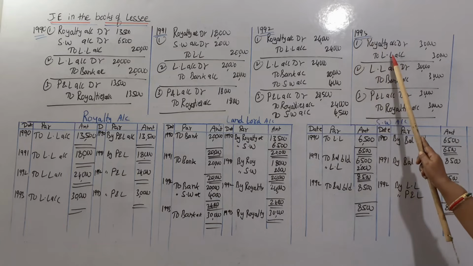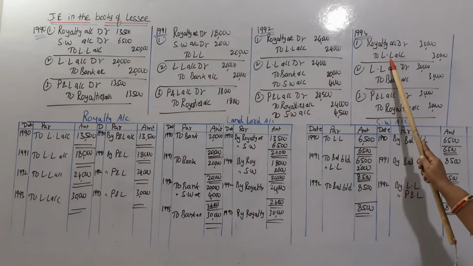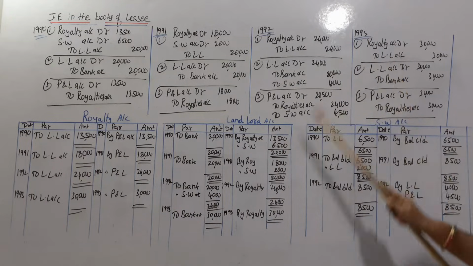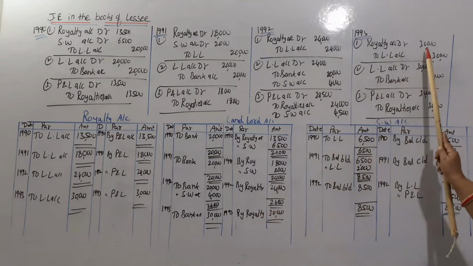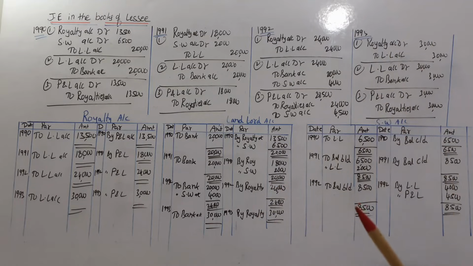And now the fourth year. Where do we have landlord? First entry credit side. Credit side means by royalty, here by royalty 30,000. Second entry landlord is debited. So debit side to bank 30,000. Like this, landlord entries, landlord ledger is over.